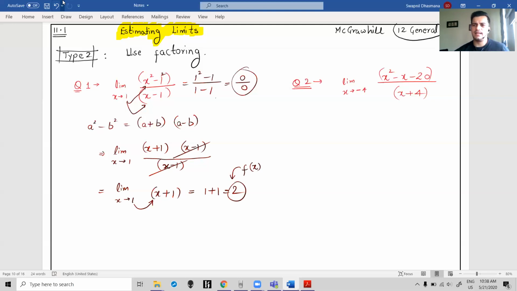So these are not the exact value. That's why it's called estimating. When x goes to 1, it might not become 1 ever. What will happen to the function? The function might not become 2 ever. It approaches, it tends to 2.